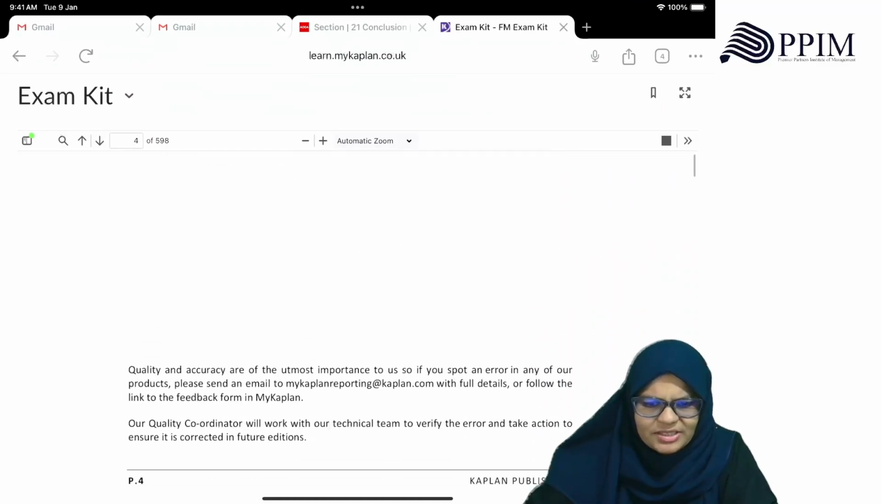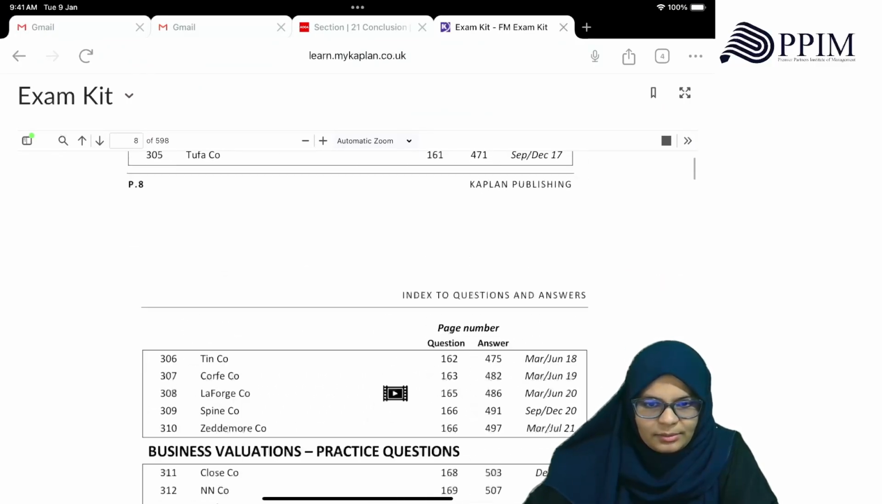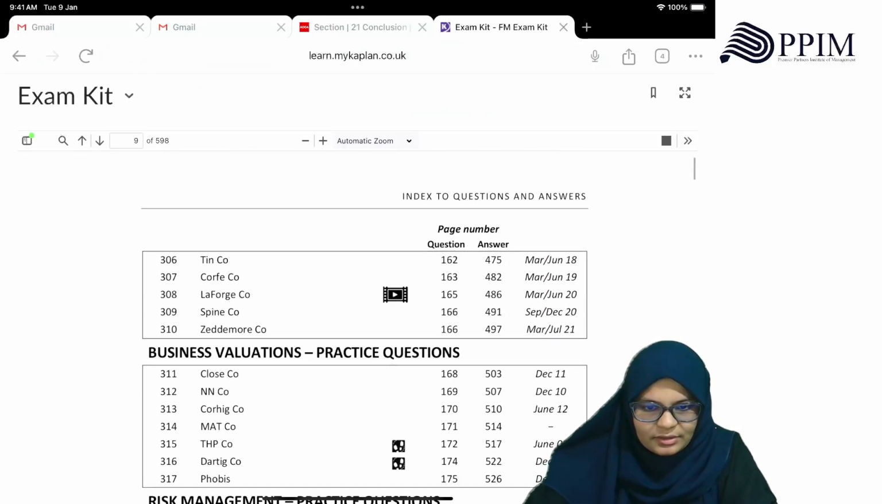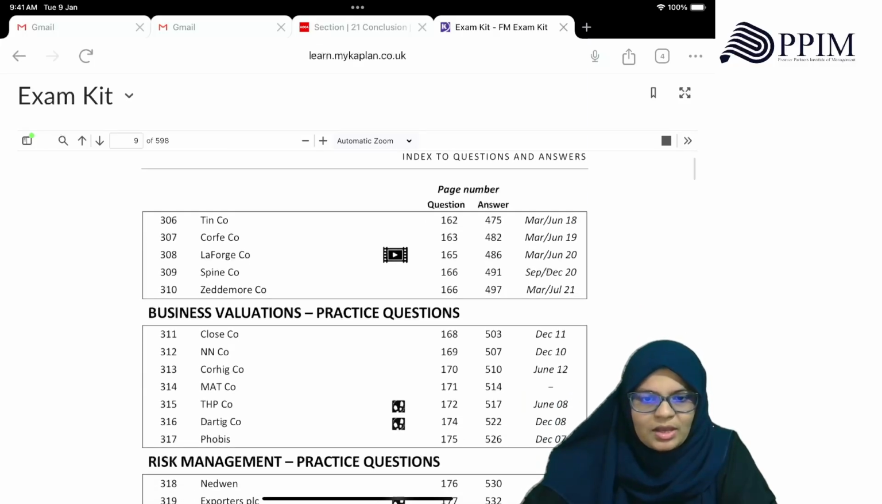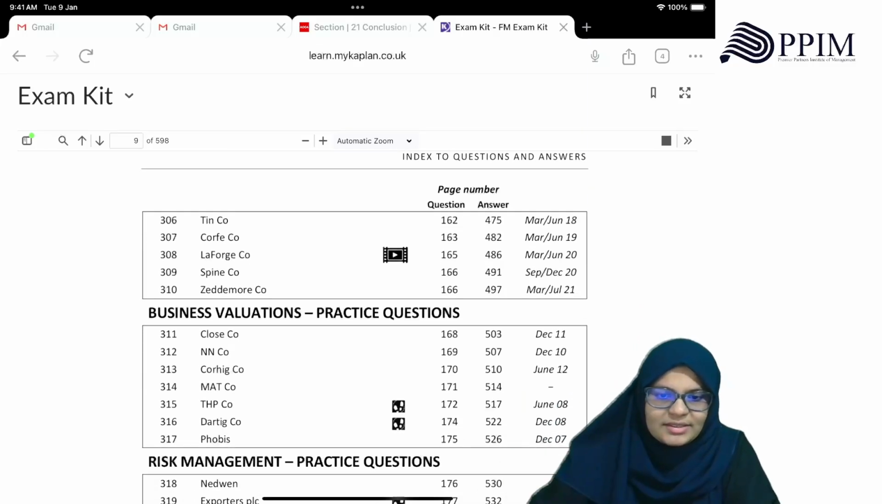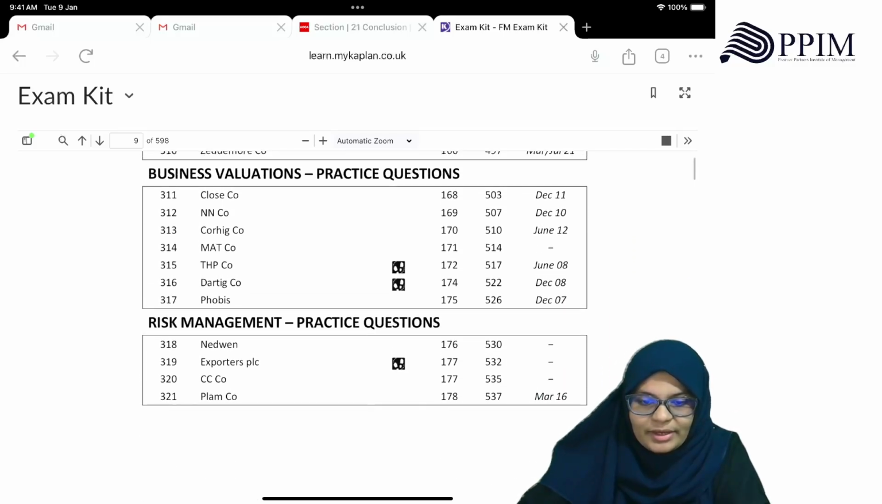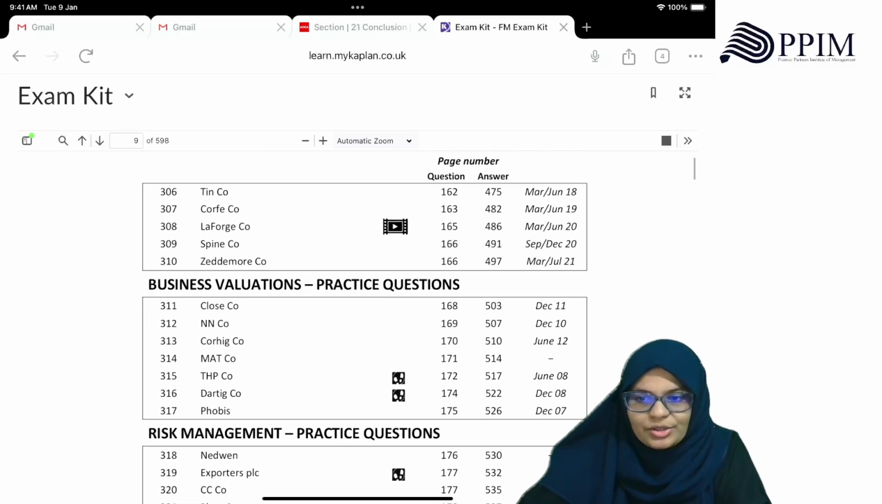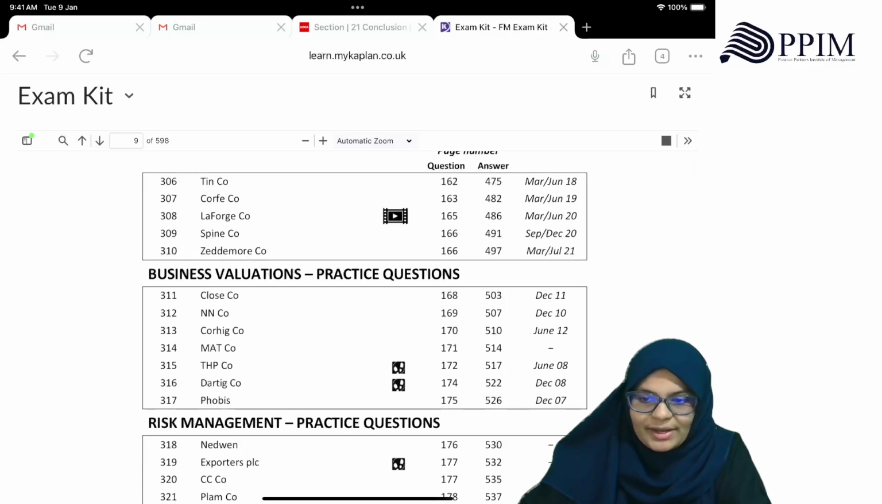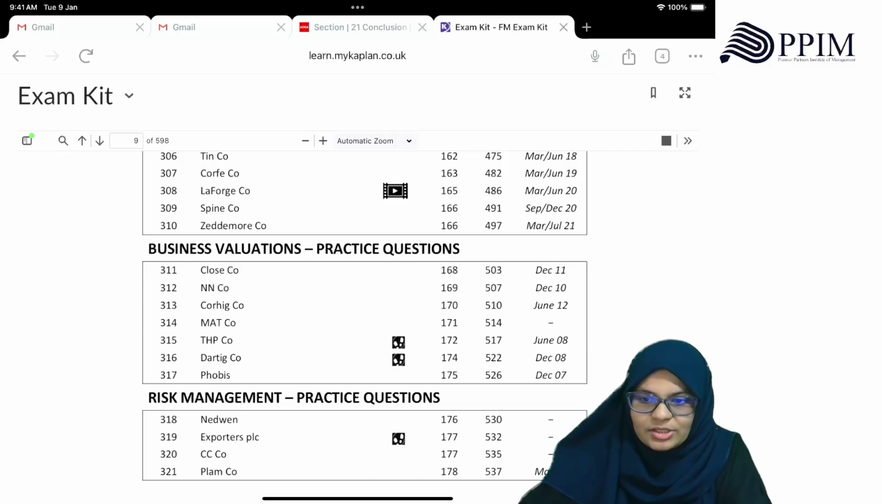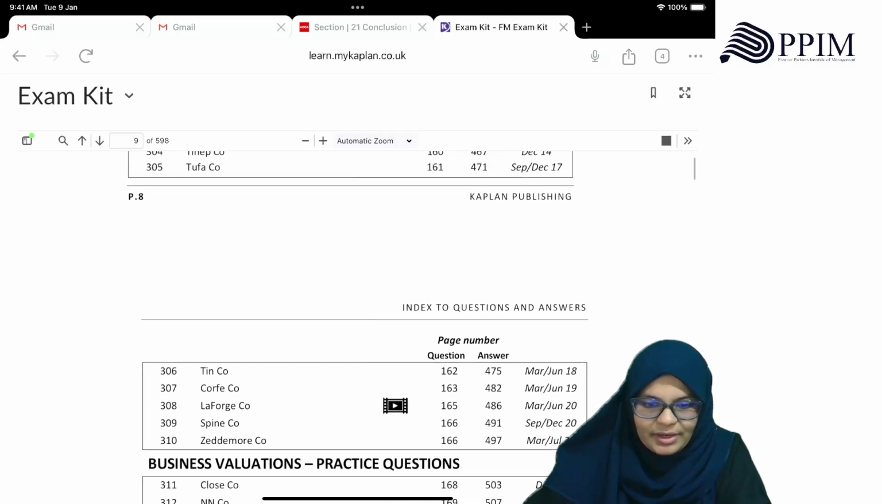So it's from the revision kit. You can find it here. Okay. So question number 307, the first question we'll be doing, is that COF company. Then we'll be doing 310, which is ZMO company, and finally we'll be doing 321, which is Plum company, right? So you can see they are all past papers. Like COF company is from March June 2019, ZMO is from June 21, and Plum is from March 16, right?